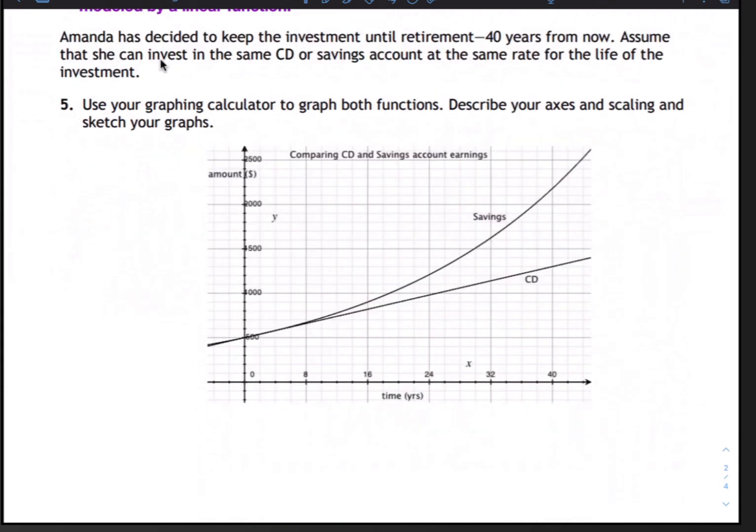All right, question 5. Amanda has decided to keep the investment until retirement, 40 years from now. Assume that she can invest in the same CD or savings account at the same rate for the life of the investment. Use your graphing calculator to graph both functions. Describe your axes and scaling, and sketch your graphs. All right, so this part is really done for us already. We have the graph of the CD, which is linear, and then we have the graph of the exponential, and we see that that curves upward.